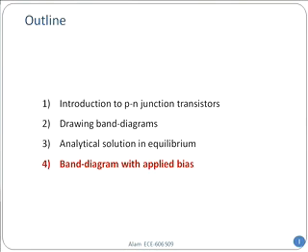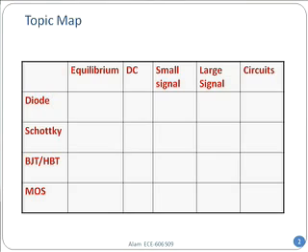Now the question is that a material without bias, or without a battery connected to it, is not a very interesting device. The question is what happens when I apply a battery across the terminals of a p-n junction diode. When you do that, the situation is no longer in equilibrium, or the device is no longer in equilibrium.